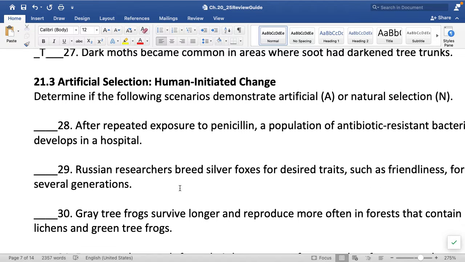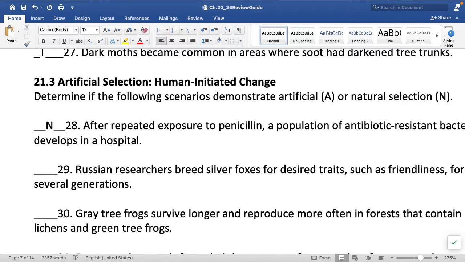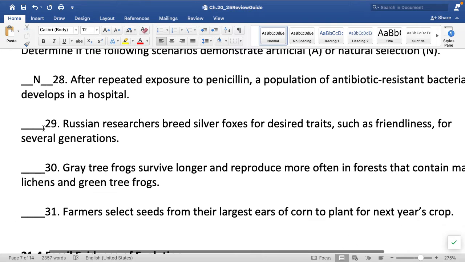All right, determine if it's artificial or natural selection. After repeated exposure to penicillin, a population of antibiotic-resistant bacteria develops in a hospital. Artificial? No, isn't it natural? Humans are not purposely doing that. That's fair. Yeah, this one is artificial.